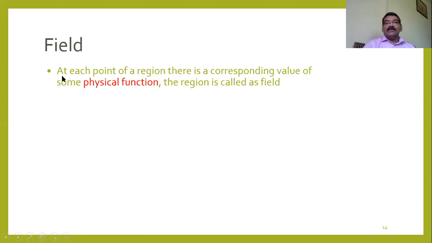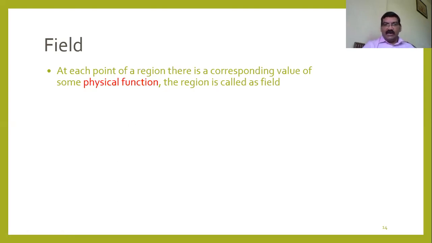So what does the definition say? At each point of a region. What region have I selected here? The region is this room, the surroundings of this room, the boundaries, the walls of this room. Corresponding value of some physical function. What physical function are we considering here? The temperature. The region is called a field. So the temperature field in this room, which is 24 degrees centigrade, is the region, and this region is called a field. So this room has a temperature of 24 degrees centigrade.